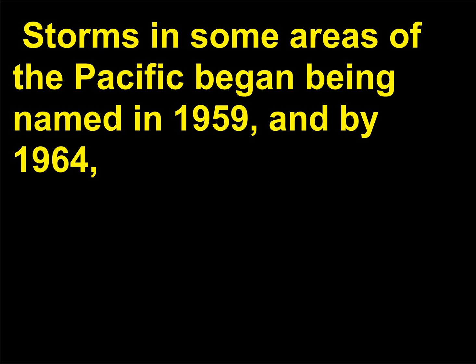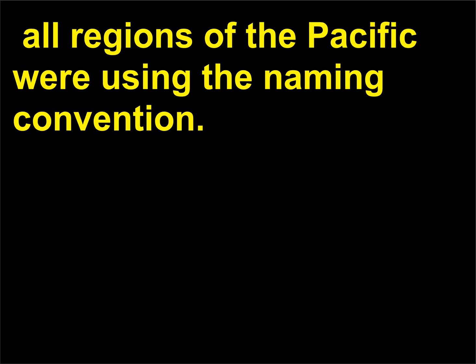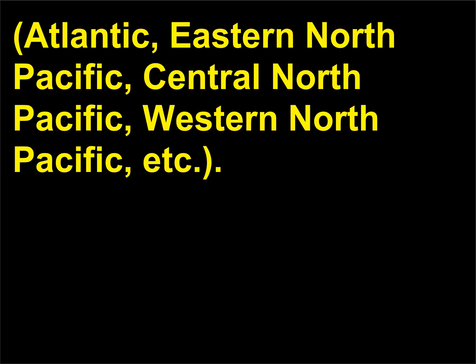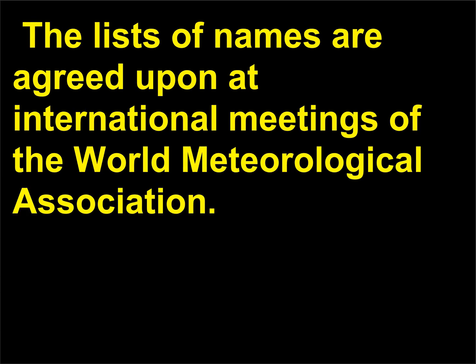Storms in some areas of the Pacific began being named in 1959, and by 1964, all regions of the Pacific were using the naming convention. For each year, there is a list for each region of the world where tropical cyclones occur: Atlantic, Eastern North Pacific, Central North Pacific, Western North Pacific, etc. The lists of names are agreed upon at international meetings of the World Meteorological Association.